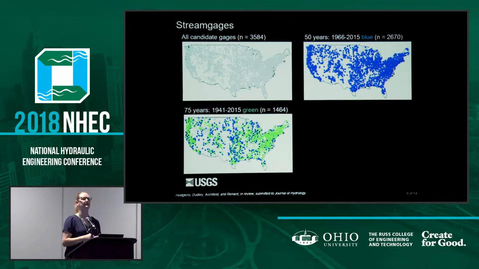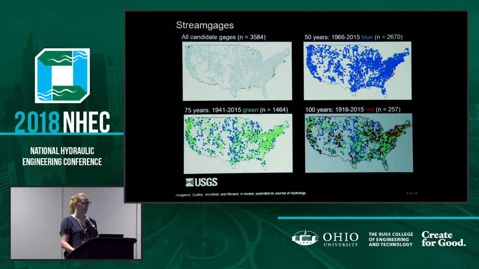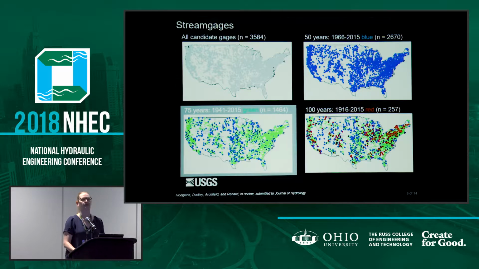Those are shown in green. So you can see the number of gauges in each of these periods of record is decreasing because there are fewer and fewer gauges that have been operating for longer and longer times. And then we also looked at gauges that were in existence for 100 years. Those are shown in red on the bottom right-hand corner. And we analyzed trends in each one of these different periods. I'm only going to focus on showing you the results for the 75-year period of record that we have.